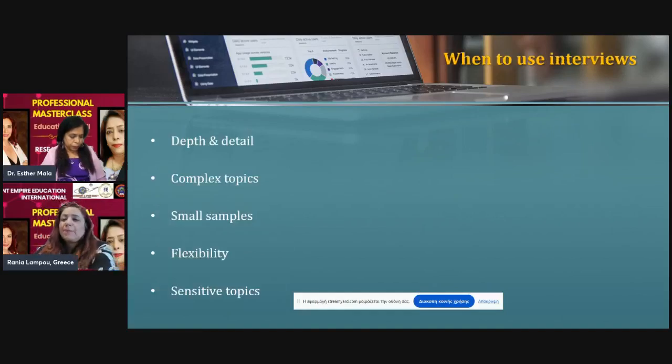On the other hand, when to use interviews? When you want rich, detailed insights, stories, or explanations. When you want to explore nuanced opinions, motivation, experiences, or complex topics. When you work with a small group or key stakeholders. When you want to probe deeper or clarify answers on the spot. And about sensitive topics, when a personal, empathetic approach is important.